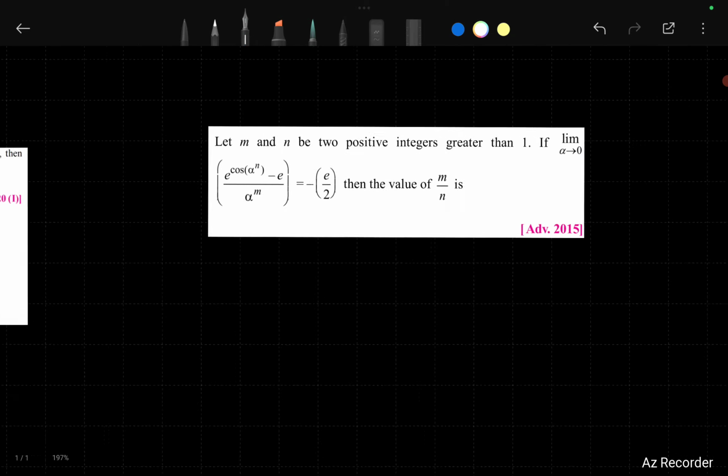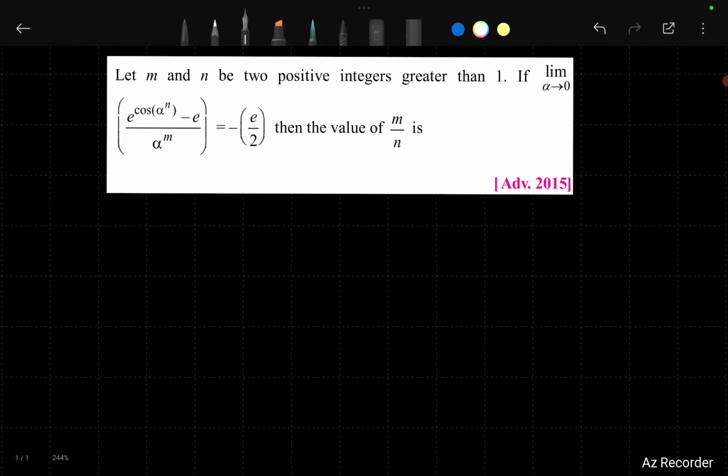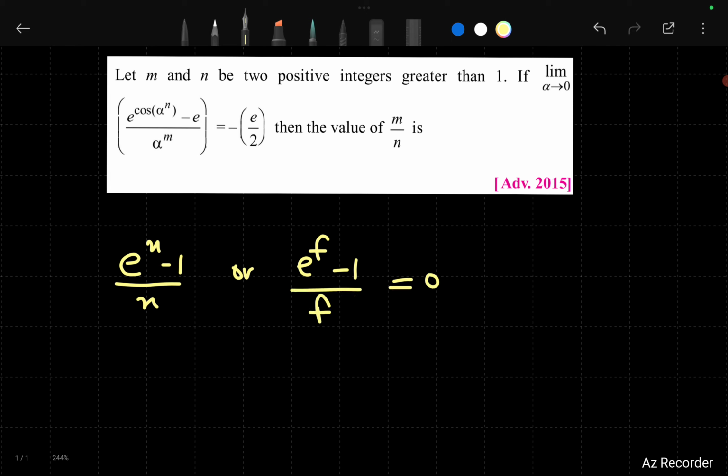Then the next question is of JEE Advanced. This is quite an interesting question actually. If you know the standard limits, then this is a very easy question. We know if there is e involved in the question, then we should directly remember the theorem: limit of e to the power x minus 1 divided by x, or e to the power f of x minus 1, f being any function, divided by f of x, will be equal to 1 if limit x tending to a, f of x tends to 0.